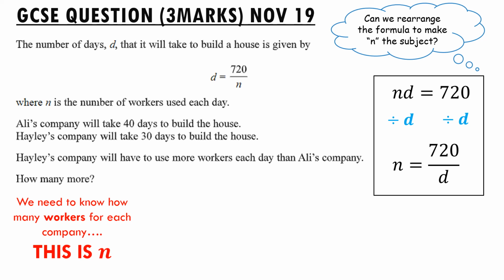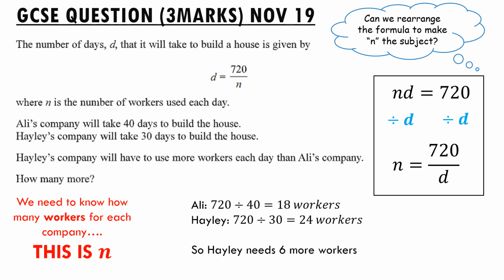Ali's company has 40 days, so you have to do 720 divided by 40. Hayley's company has 30 days, so you do 720 divided by 30. So these are my answers here. As you can see, I've got 18 workers for Ali, 24 workers for Hayley. So the difference, because it asks how many more, is 6. So Hayley will need 6 more workers.